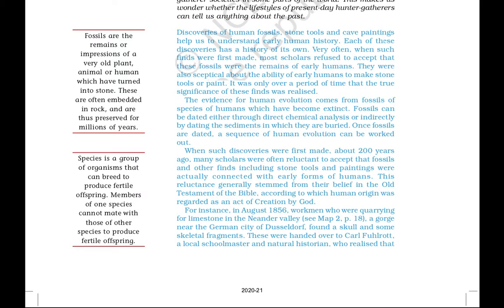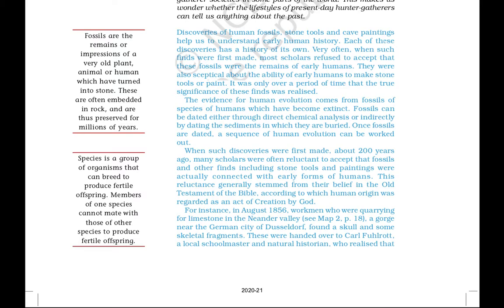When such discoveries were first made, about 200 years ago, many scholars were often reluctant to accept that fossils and other finds, including stone tools and paintings, were actually connected with early forms of humans. This reluctance generally stemmed from their belief in the Old Testament of the Bible, according to which human origin was regarded as an act of creation by God.